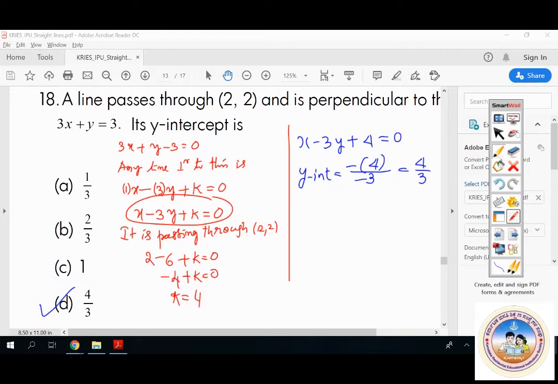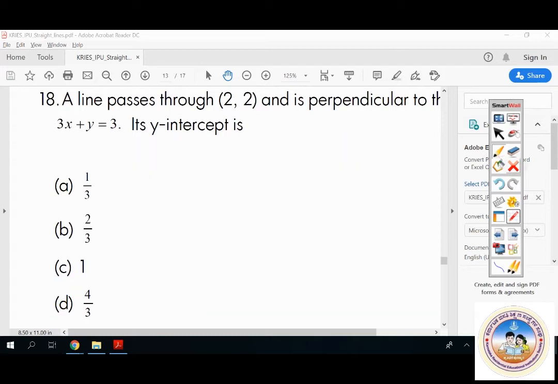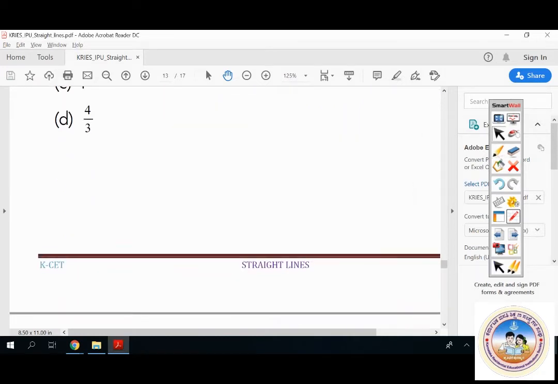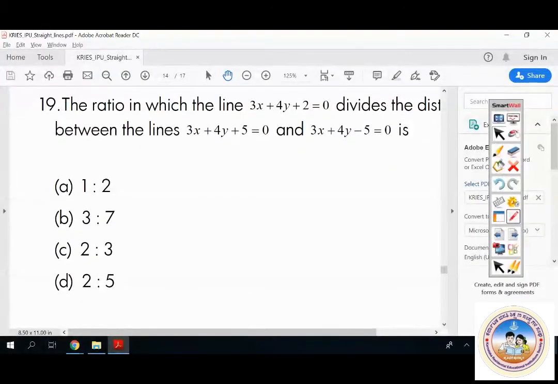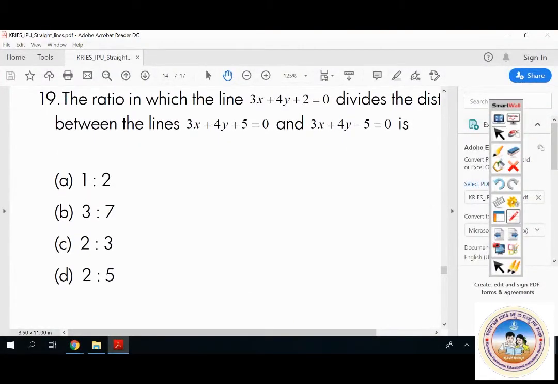Let us go to the 19th question. Now look at what the 19th question is. The ratio in which the line 3x + 4y − 2 = 0 divides the distance between the other two lines. Look, here there are two lines.